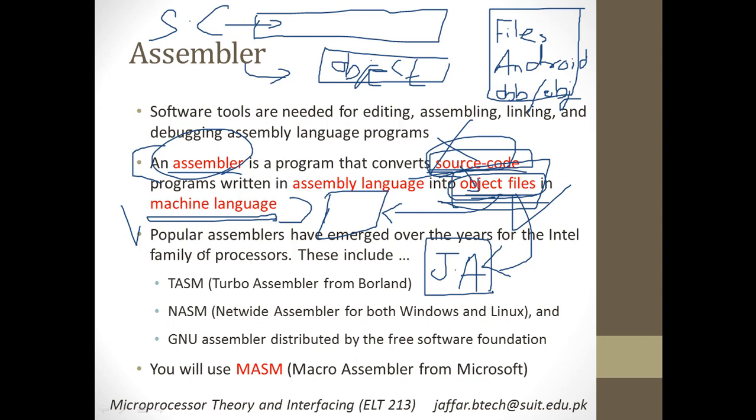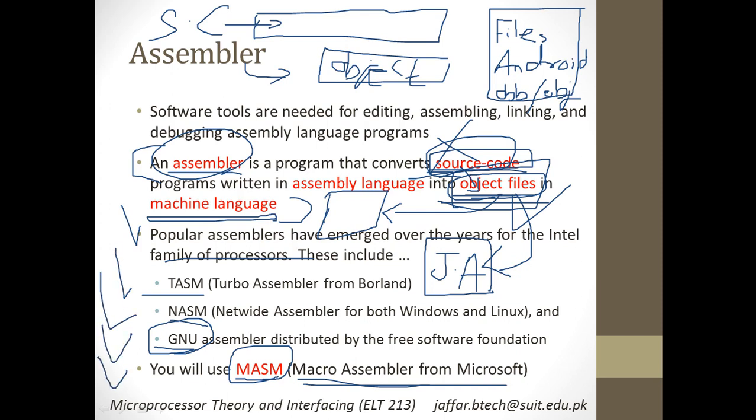There are several popular assemblers that emerged over the last years, specifically for the family of Intel microprocessors, and these include TASM, NASM, or GNU. These are the most used assemblers, and you will use this in your labs as well, inshallah. I'm not sure, but I hope that you will be able to use MASM, the Microsoft Macro Assembler. These are certain types of assemblers that are mostly famous in this kind of topic.